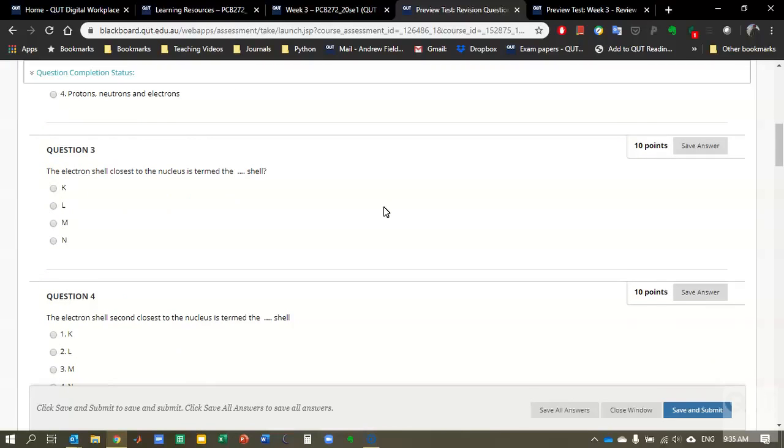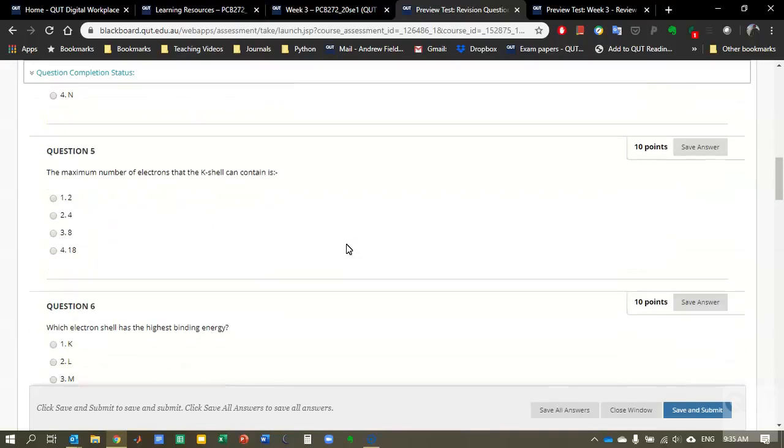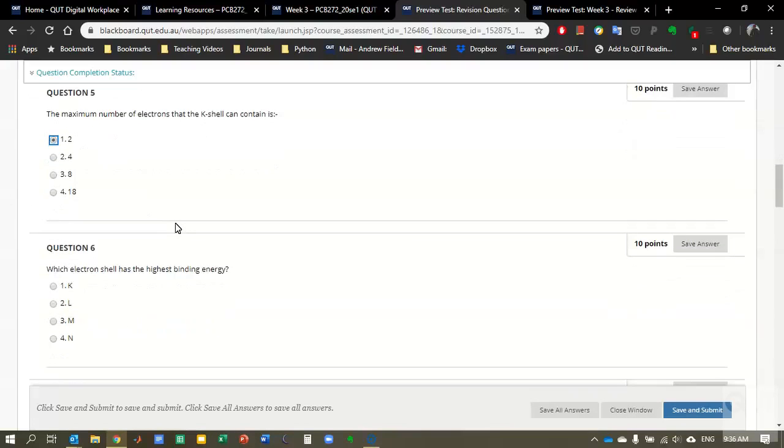Question 3, the electron shell closest to the nucleus is termed what? Well, we call this the K shell. The next question, the electron shell second closest, sorry, so the next one out is termed the L shell. Okay, and then the next one would be M, and then the next one N. And each of these shells, remember, is only allowed a certain number of electrons. There's a maximum number of electrons for each shell. And for the K shell, that first innermost shell, the maximum number of electrons is 2. So we can only have 2 electrons in that K shell.